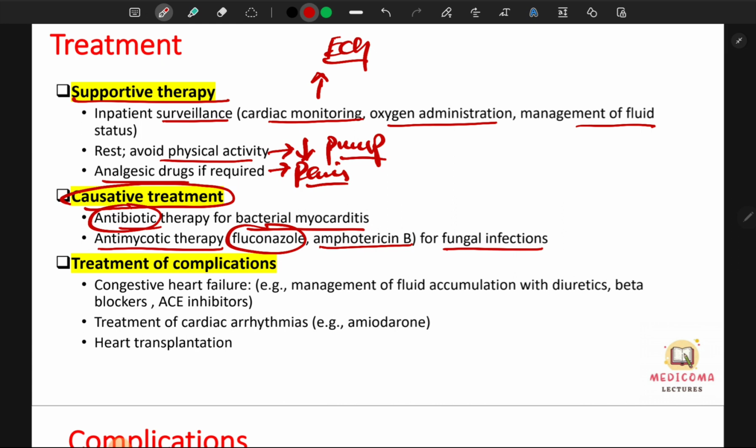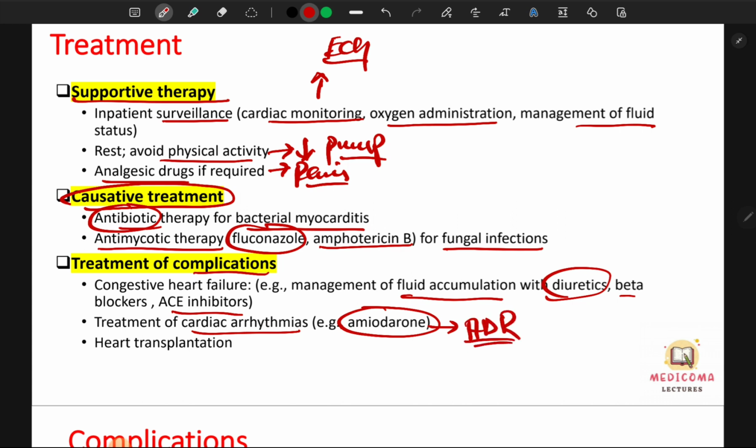And also treatment of the complications. If there is congestive heart failure, management of the fluid accumulation with diuretics, beta blockers, ACE inhibitors, and treatment of cardiac arrhythmia with amiodarone. We give amiodarone, but there is an adverse effect of amiodarone. What is the most common effect? It is called pulmonary fibrosis.